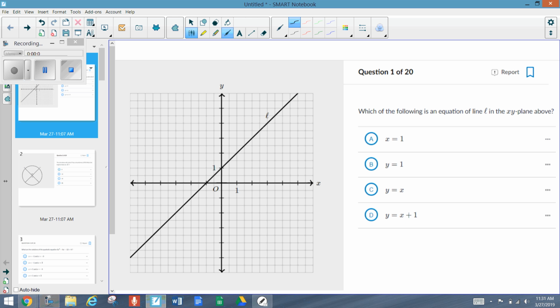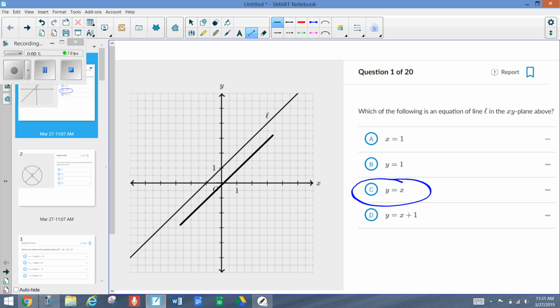Draw the one y is equal to x. I'm going to draw this. It's actually a straight line. It goes diagonally, okay?